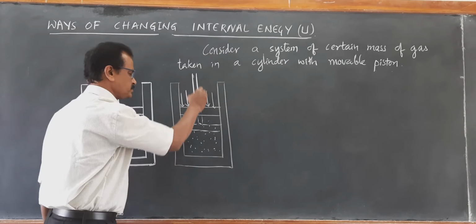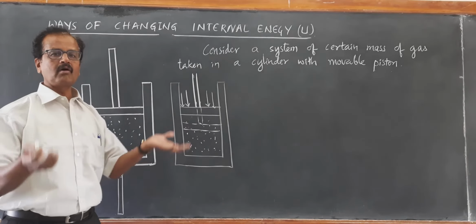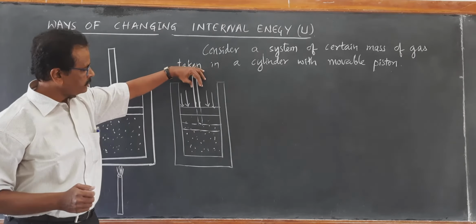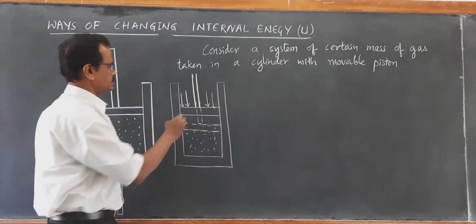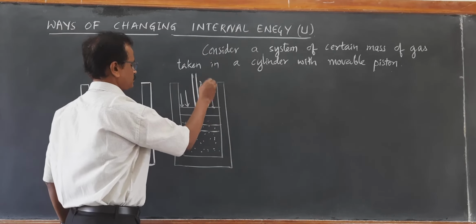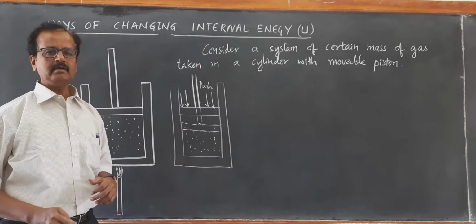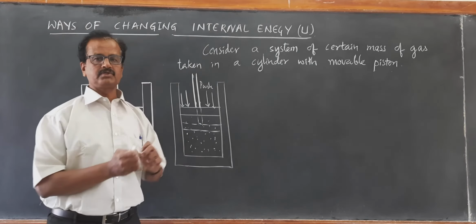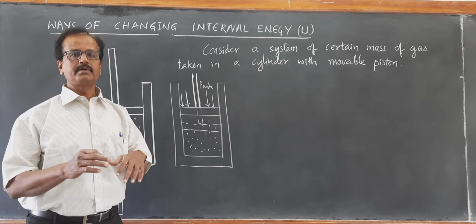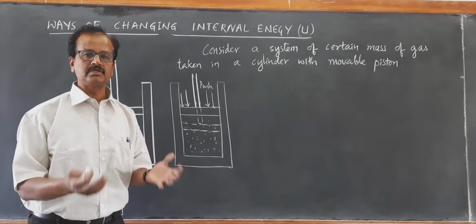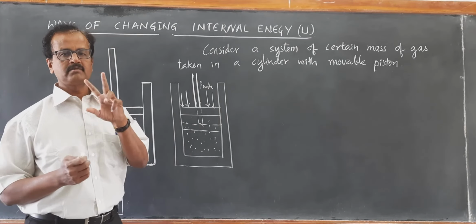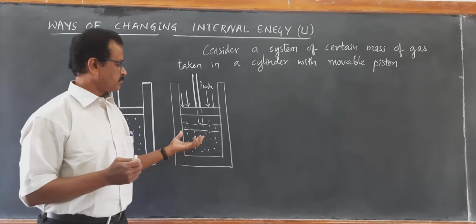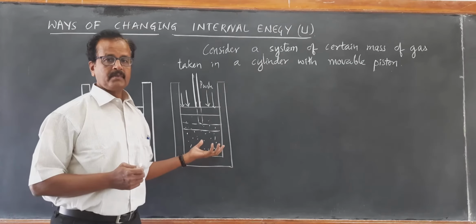So, by moving the piston inwards, we have done work on the system. By pushing the piston inwards, work is done on the gaseous system. So, by doing work on the gaseous system, by compressing, the internal energy of the system increases. So, these are the ways by which the internal energy of a given mass of gas can be increased.